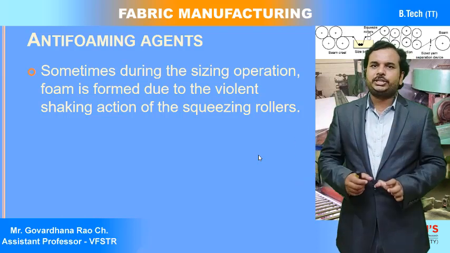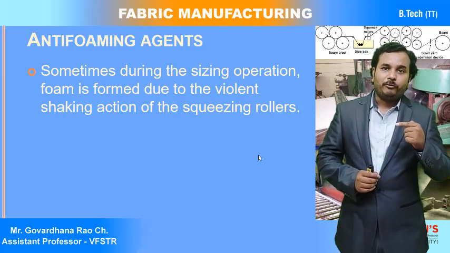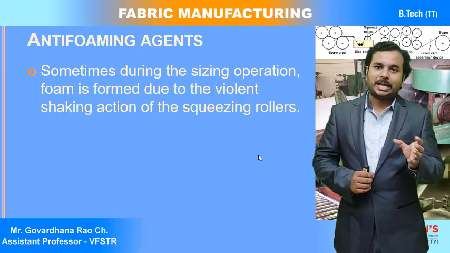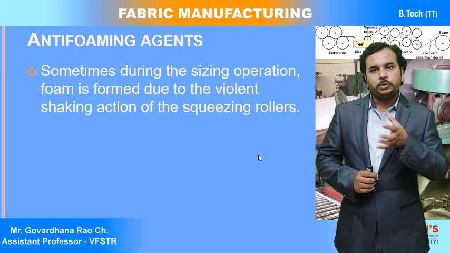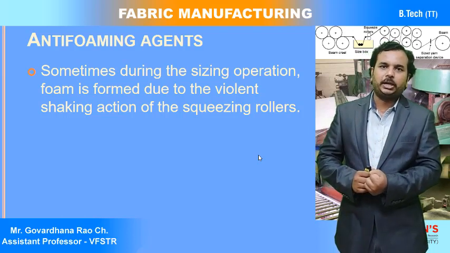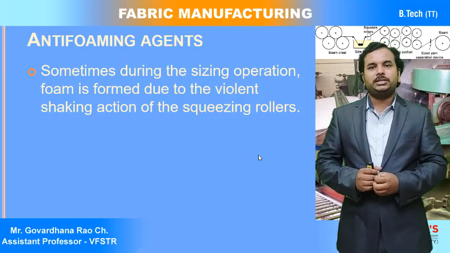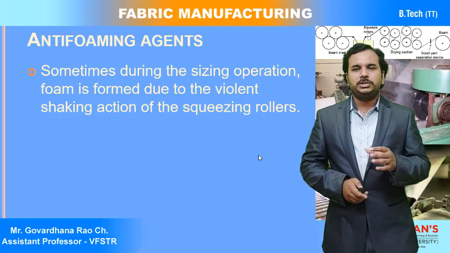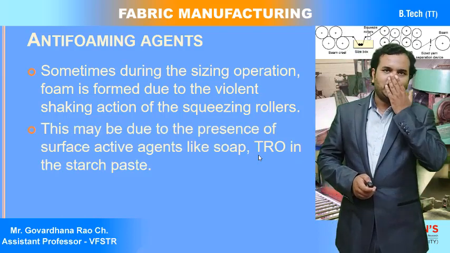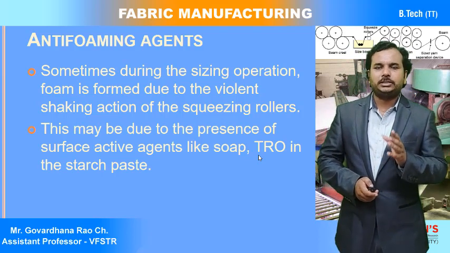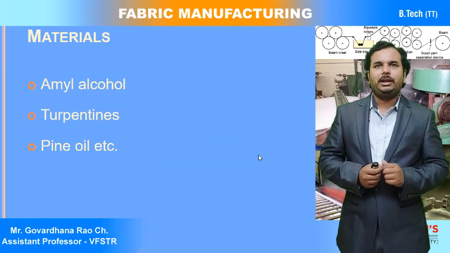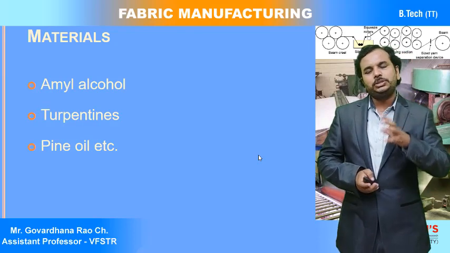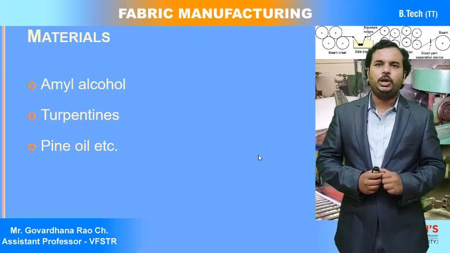Because of the roller rotations, as well as, why is the foaming going to happen? Because we are using some softeners and lubricants like soaps and few things, right? So because of these lubricants, the foam generation can occur. To overcome that, we are using an anti-foaming agent. These anti-foaming agents are the materials I have given here: amyl alcohol, turpentines, pine oils, etc. These are the materials we are using to avoid the foam generation in the size box.